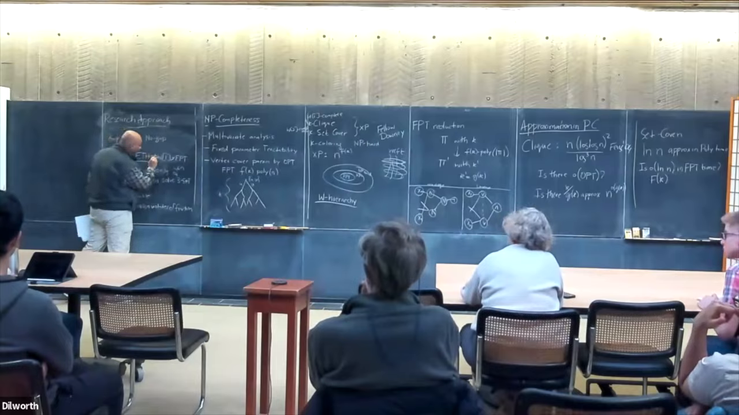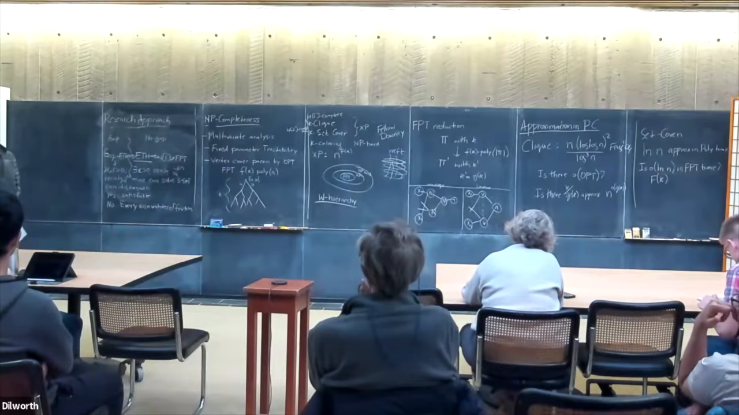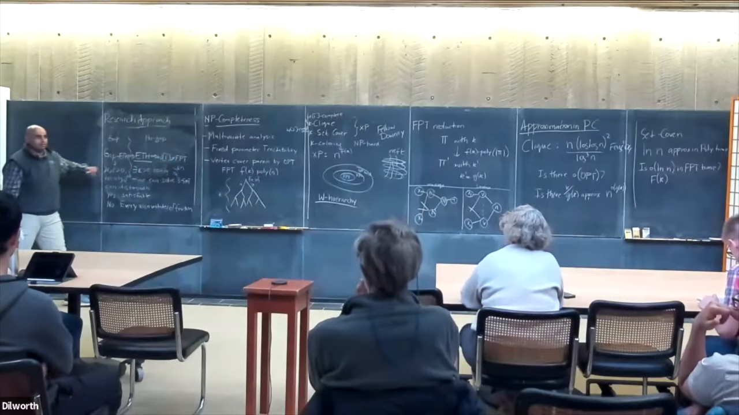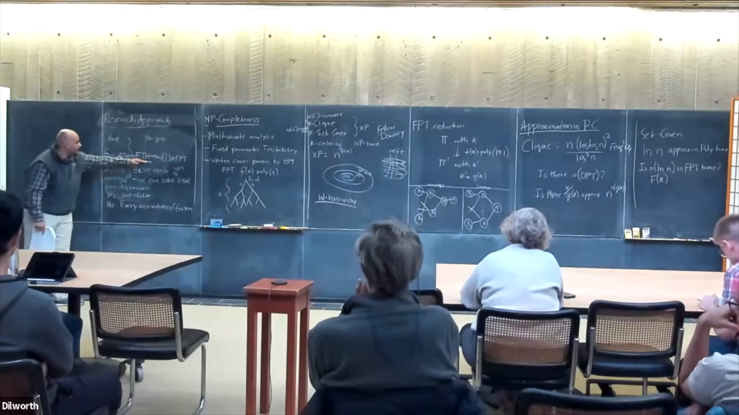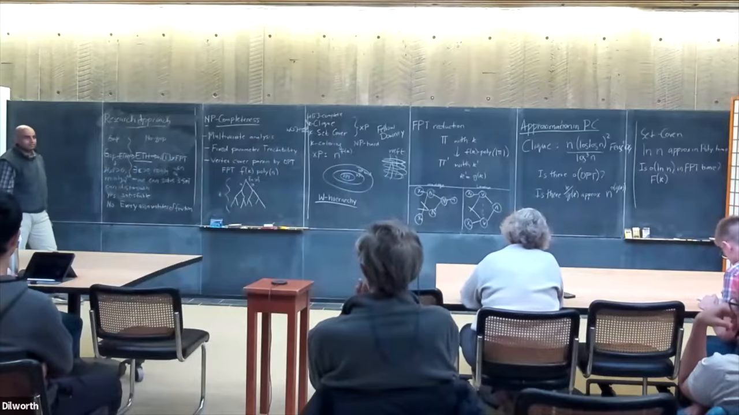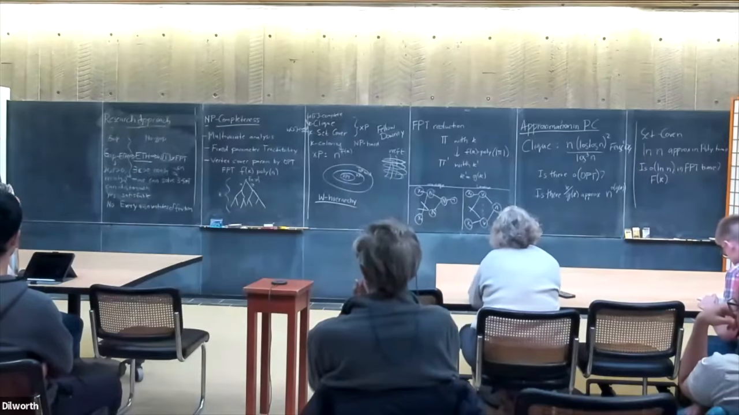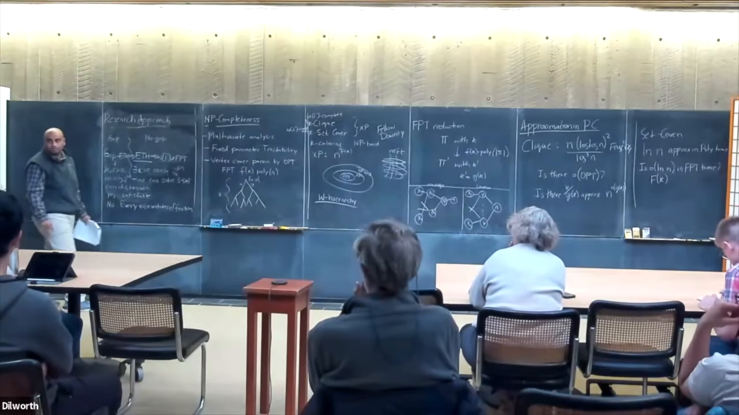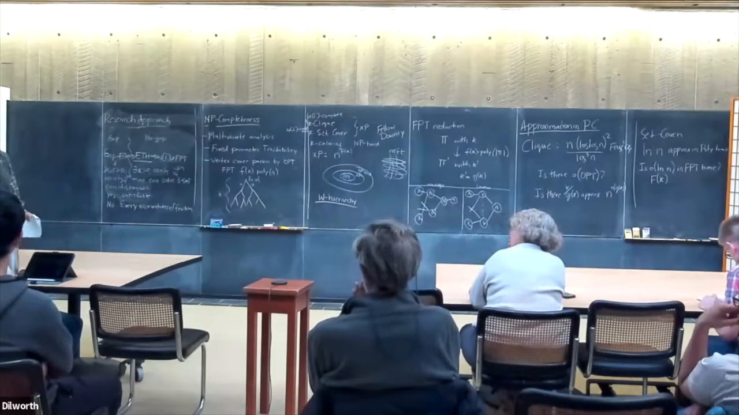And ETH implies W1 not equal to FPT. So this is the weakest assumption to make, followed by this, and followed by this. So why do people believe in Gap ETH? Why do people believe in it?